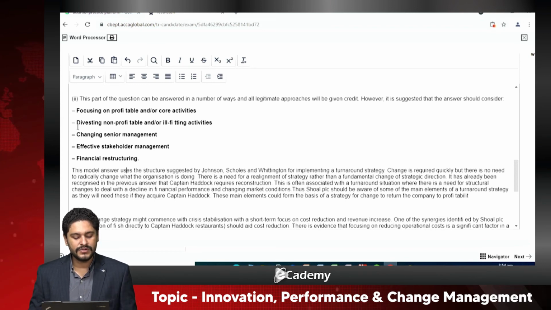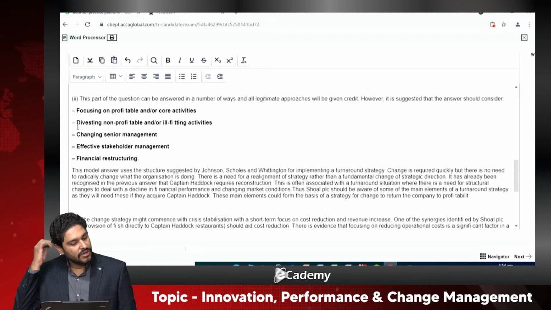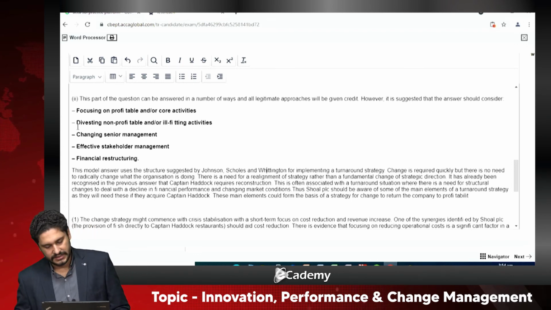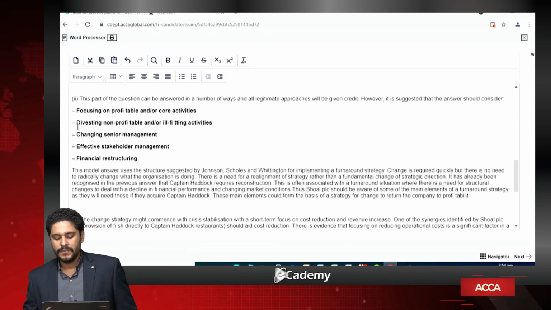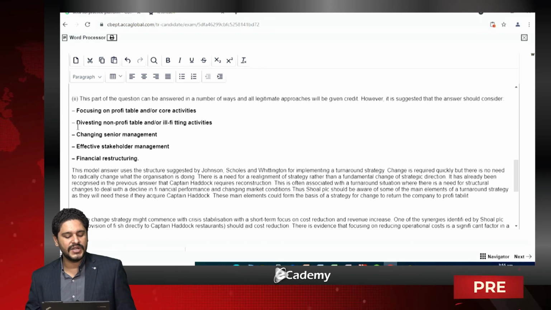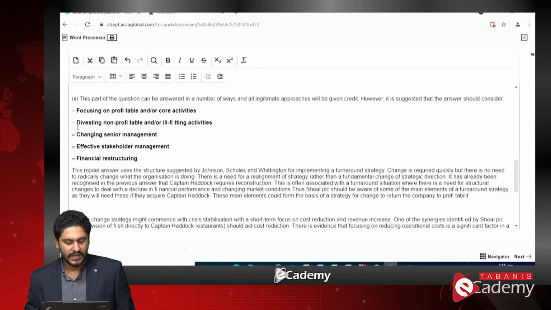The model answer uses the structure suggested by Johnson, Scholes and Whittington for implementing the turnaround strategies. However, change is required quickly, but there is no need to radically change what the organization is doing. There is a need for a realignment of strategy rather than a fundamental change of strategic direction.